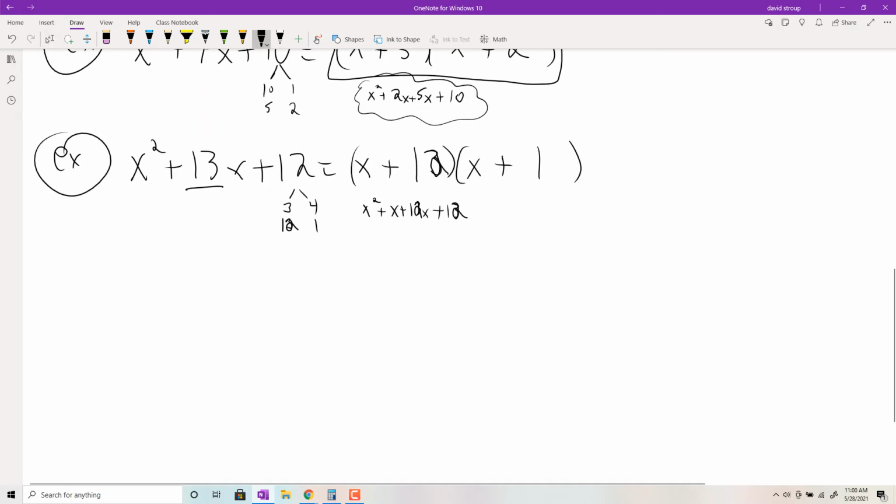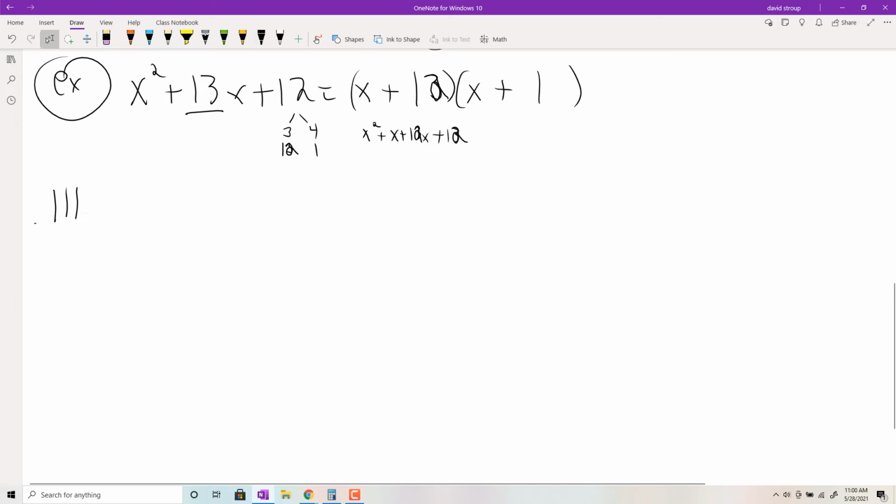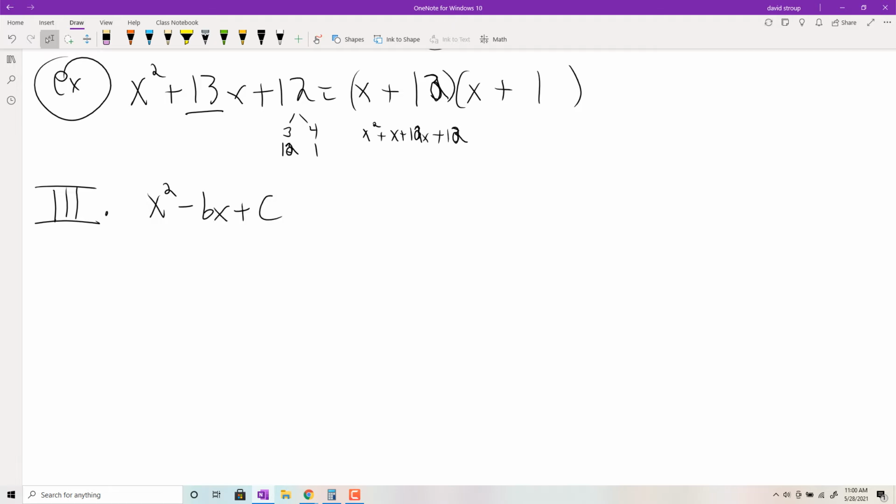Okay, so that's our first form. That's the easiest form. The second form then, and I'm trying to figure out which Roman numeral I'm on, 3. The next form will be x squared minus bx plus c. So if you have something like this, you know you need the two last terms to multiply together to be positive. But you need them to add together to be negative. And the only way that's going to happen is if you have a negative times a negative. Okay? Because, so the form will be x minus and then x minus. So it's the only way you can get that b to be negative when you add the inner and outer together. So let's just do a bunch of these.